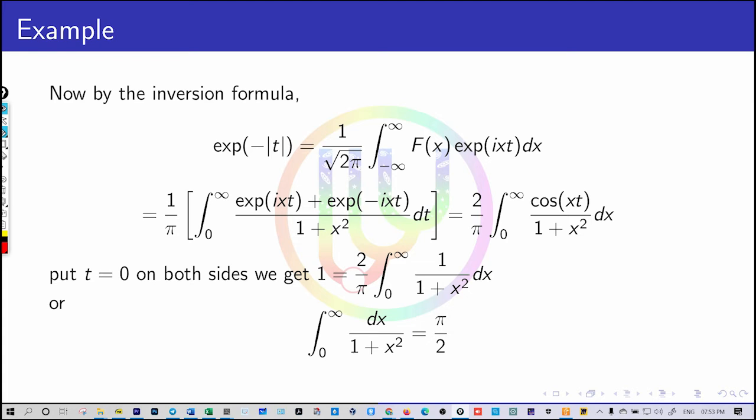Yeah, what I have written here is f of x. Look, what is f of x? f of x is equal to root 2 by pi into 1 by 1 plus x square. This is an even function. Therefore, we can write this integral as integral from minus infinity to 0 of f of x e raised to i x t dx plus integral 0 to infinity of f of x e raised to i x t dx, right?